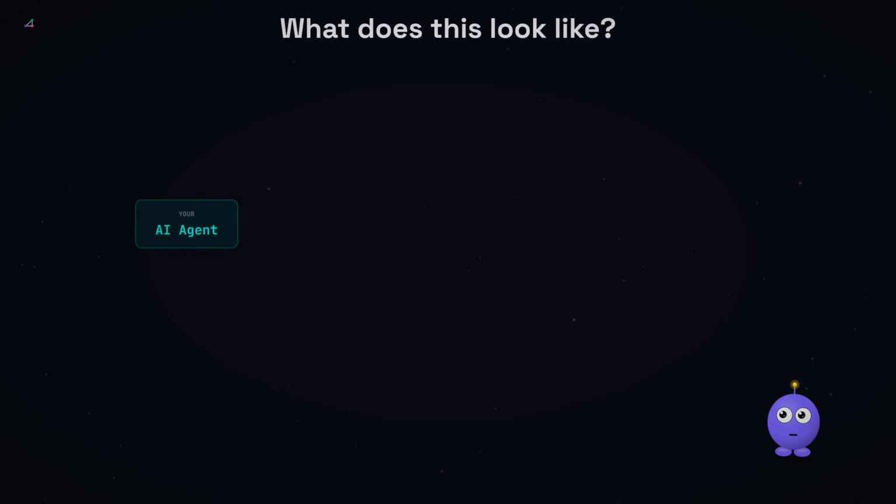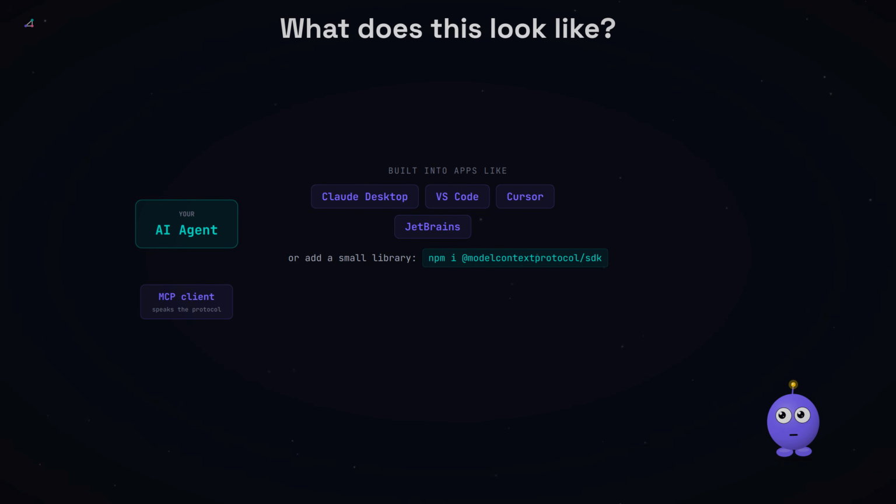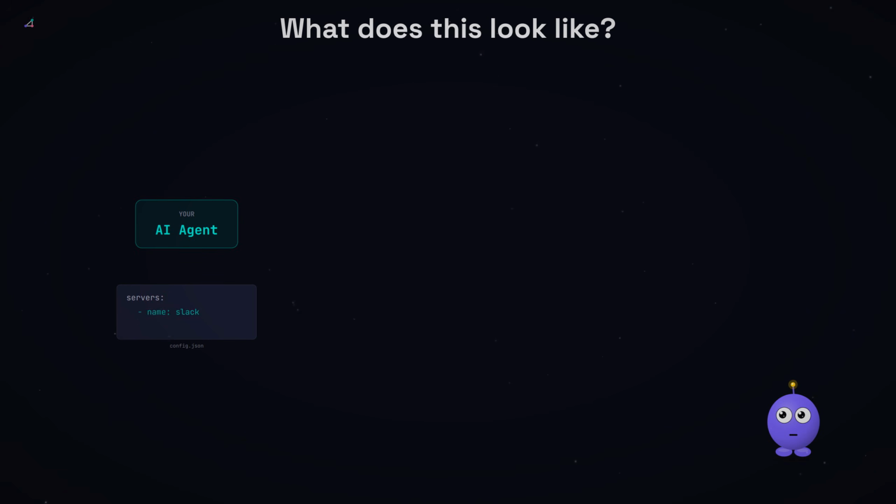So what does this actually look like? Say you're building an AI agent and you want it to read Slack messages. First, your app needs an MCP client. That's the piece that speaks the protocol. It's built into apps like Claude Desktop and many IDEs, or it's a small library you add once if you're rolling your own. With the client in place, connecting a new server is just configuration.